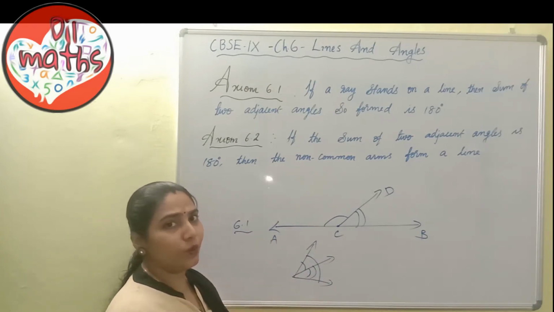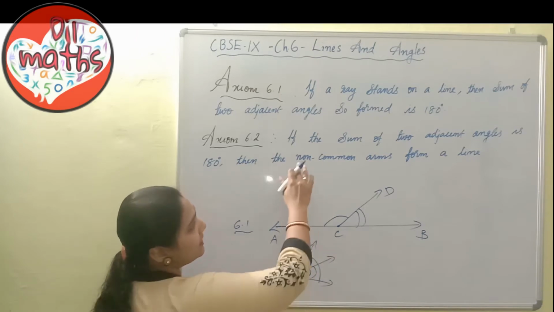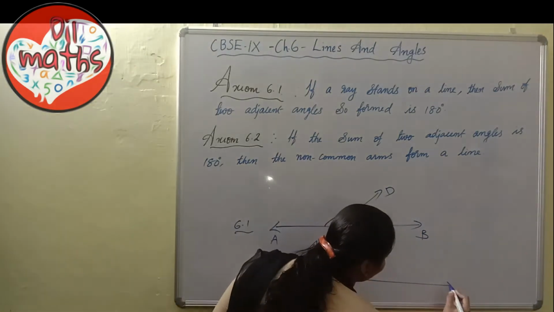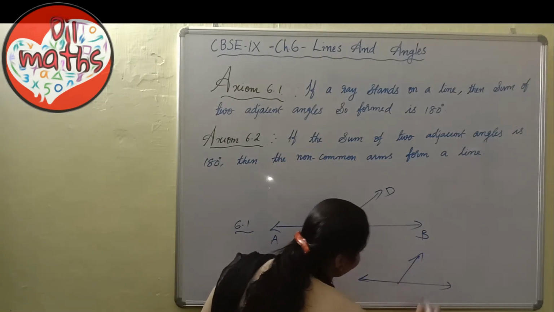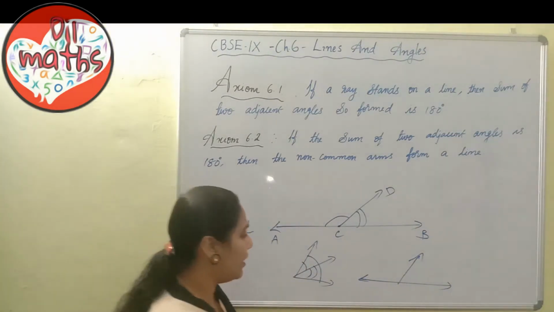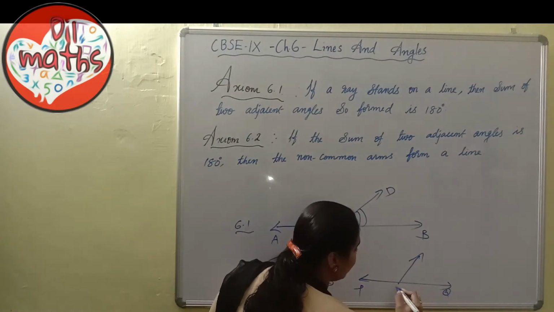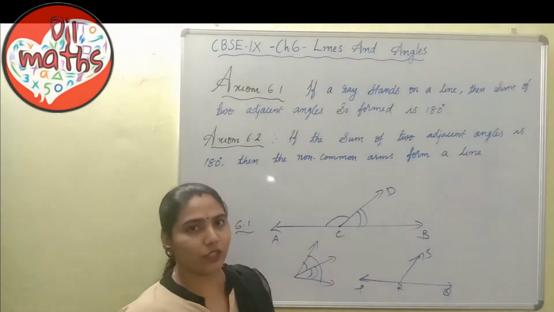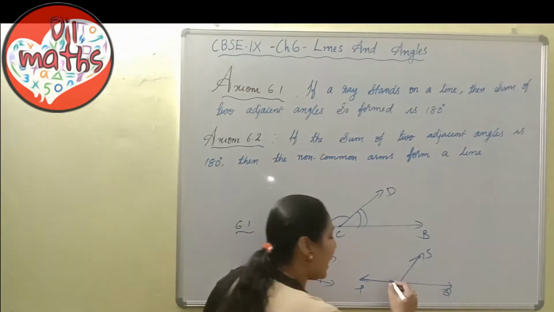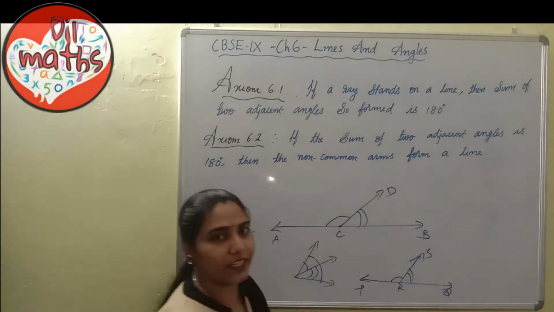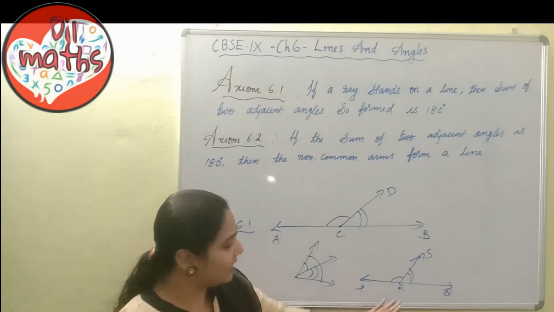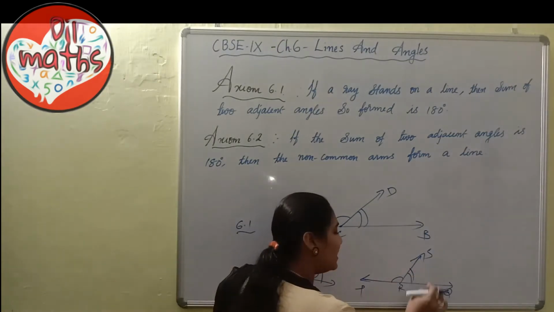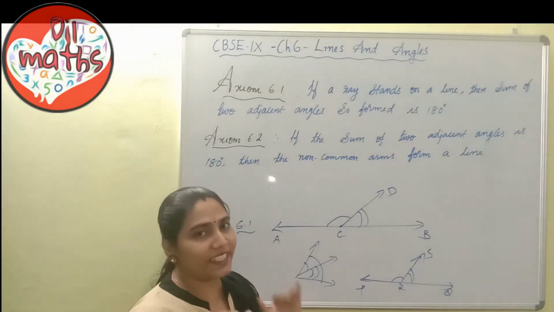So when will we get 180 degrees? If the sum of two adjacent angles is 180 degrees, that means if we draw like this, here P, Q, R, S. Angle PRS and angle SRQ are two adjacent angles, isn't it? If you add these two angles, what will you get? 180 degrees only you will get. You can see that this is a line PQ, isn't it?